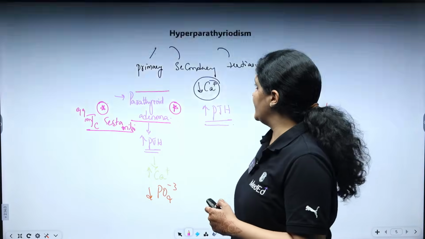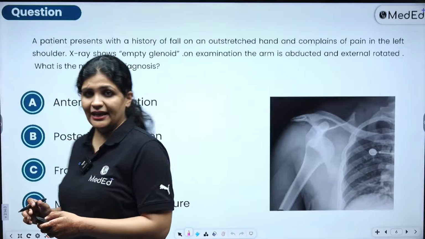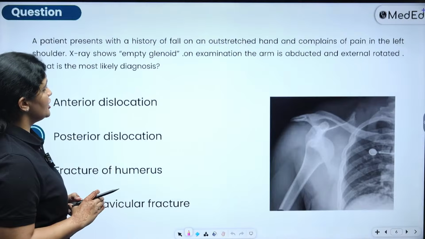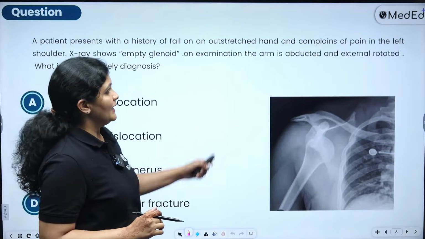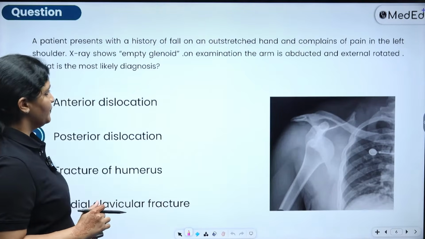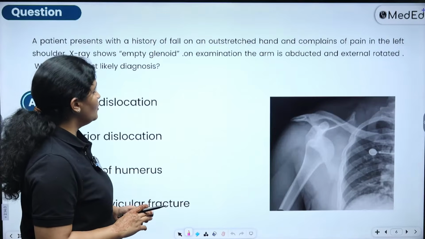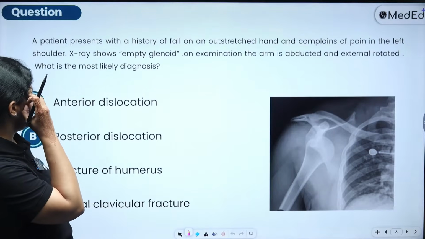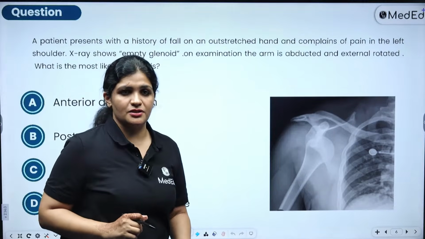Yes, now moving on to the next question. So what is the next question here? A patient presented with a history of fall on an outstretched hand and complains of pain in the left shoulder. Now the X-ray shows the empty glenoid. On examination, you will find that the arm is abducted and externally rotated. What is the most likely diagnosis?